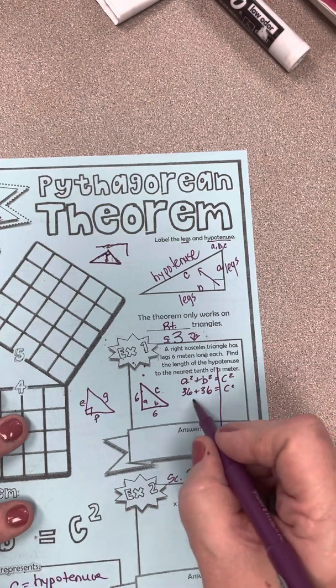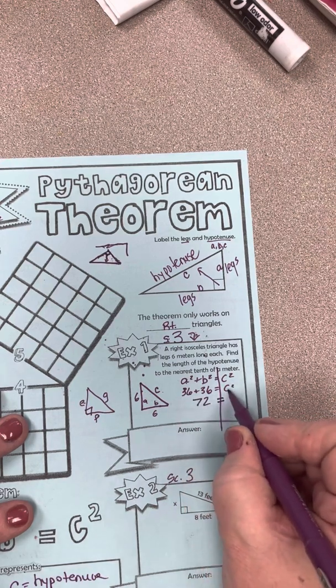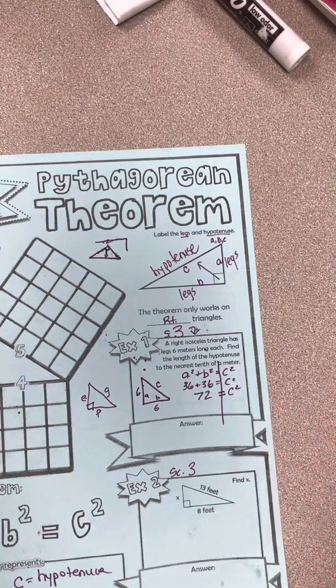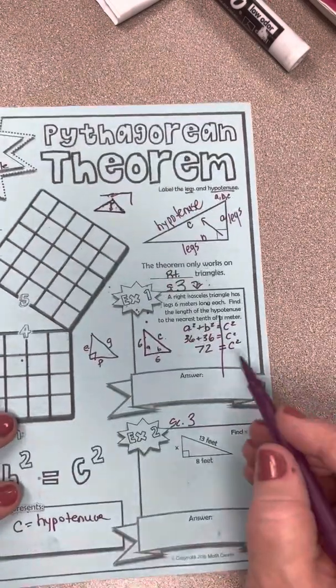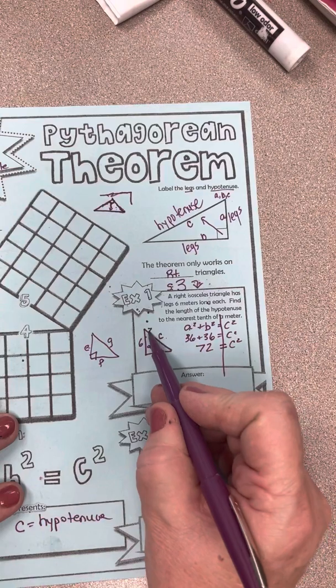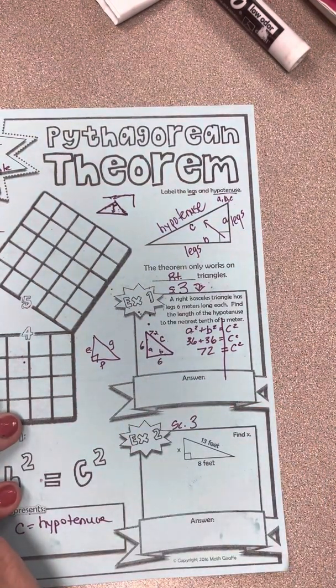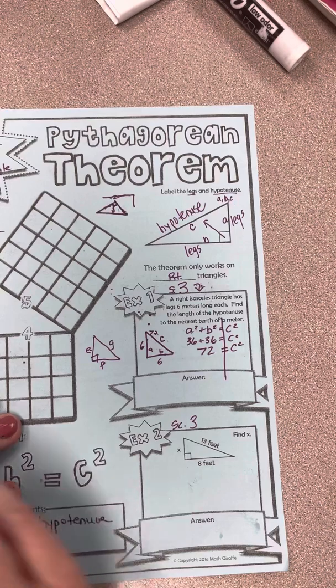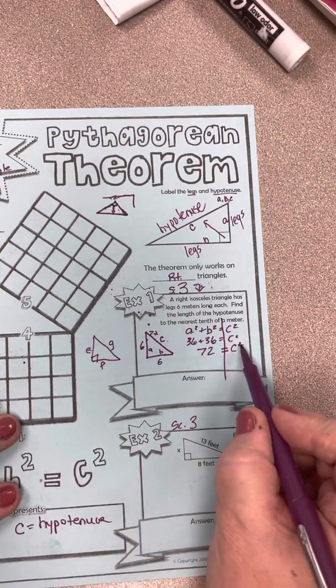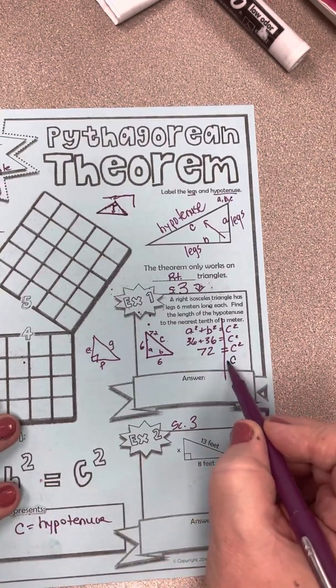Okay, 72 goes here, equals C squared, and we don't know C squared. Okay, so do I put 72 right here? Would my sides be 6, 6, and 72? No, because 72 is C squared. I just need C.